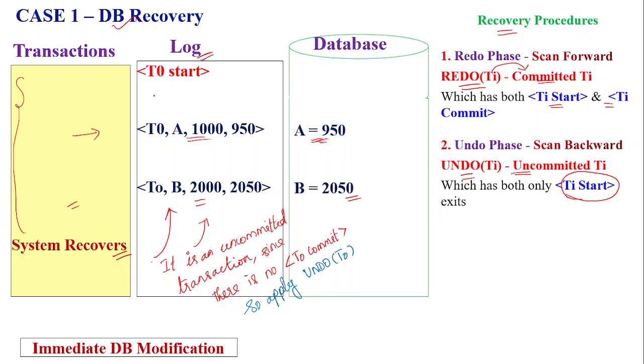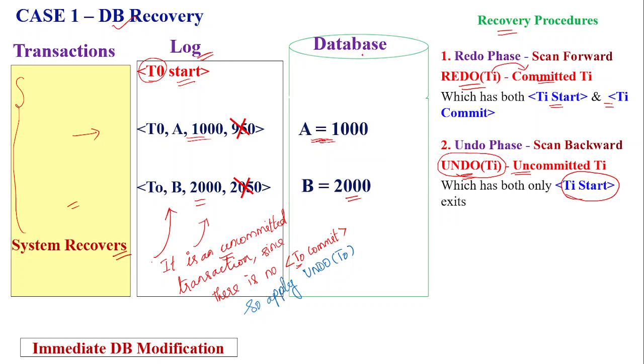Now in our case, T0 is an uncommitted transaction because it contains only the start record. There is no commit record at all. That's why the DBMS applies the undo procedure on T0. When the undo procedure is applied on T0, the new values of A and B which were updated by T0 are undone and the old values of A and B are restored. What are the new values? 950 and 2050, right? Those values are undone and the old values of A and B are restored into the database, because this transaction is not committed.